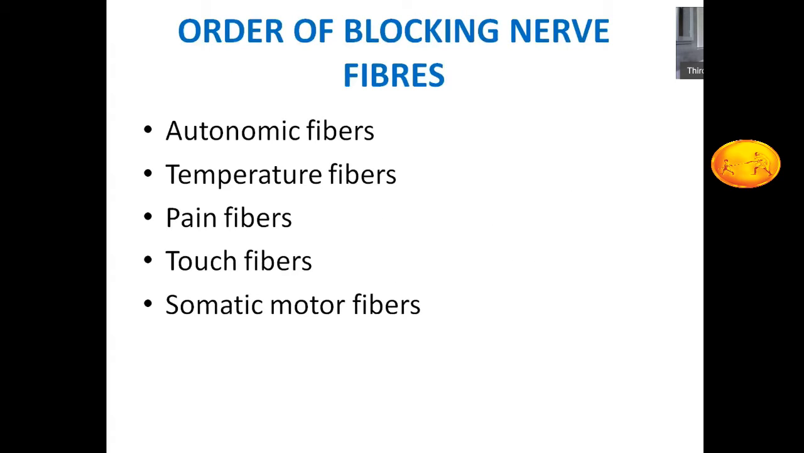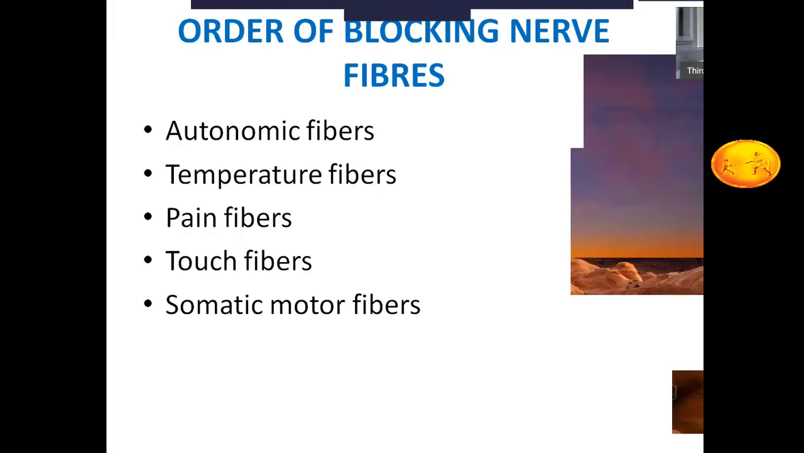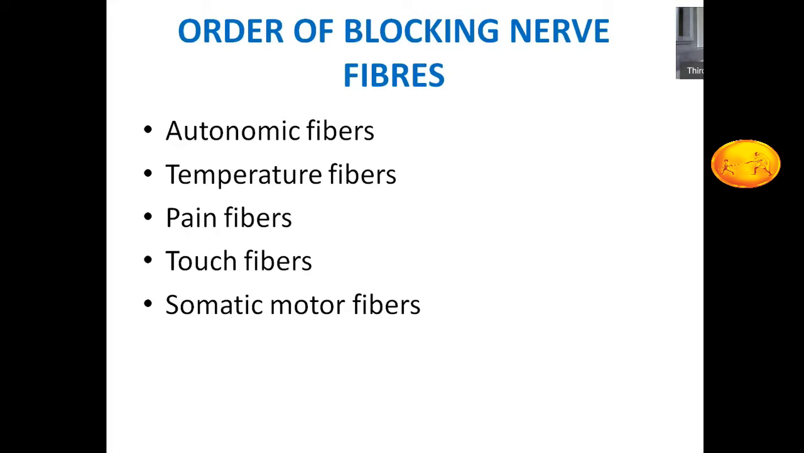There is a specific order of the blocking of these nerves. Autonomic and the temperature fibers are blocked first, then pain fibers are blocked, then touch fibers are blocked, and then somatic motor fibers are blocked. This order of blocking of the nerves also determines the specific type of anesthesia. That is, we can have specific labor analgesia without the motor blockade if the drug level and the drug concentration is changed.